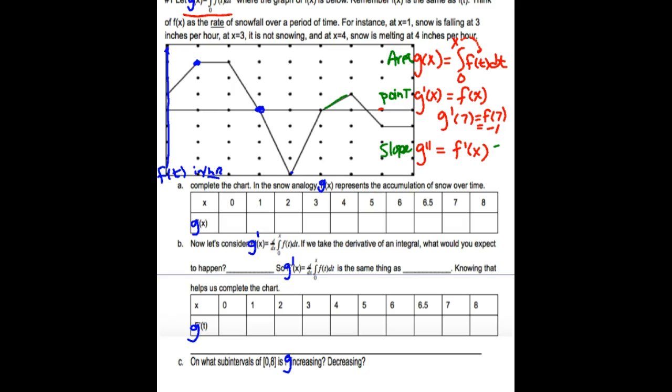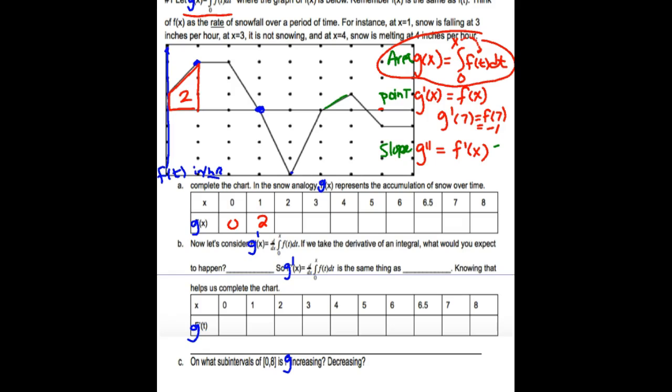It says complete the chart, and we're doing G of x. G of x is the area under the curve from 0 to x. From 0 to 0, it's 0. From 0 to 1, it's a trapezoid. A trapezoid's area is 1/2 of its height times the sum of its bases. Its bases are 1 and 3. I add them up for a 4. The height is 1. So it would be 1/2 of the height times the sum of its bases, which would give me an area of 2. And put a 2 in there.